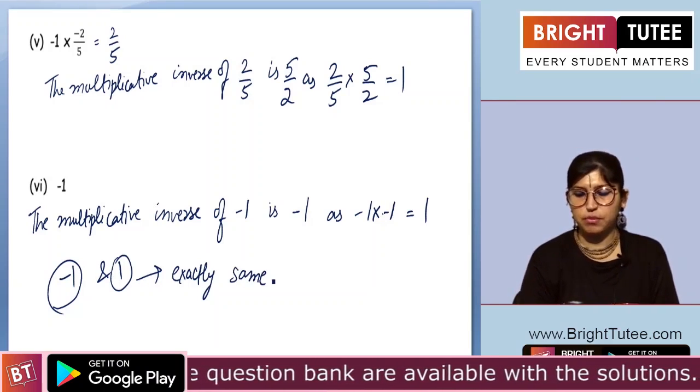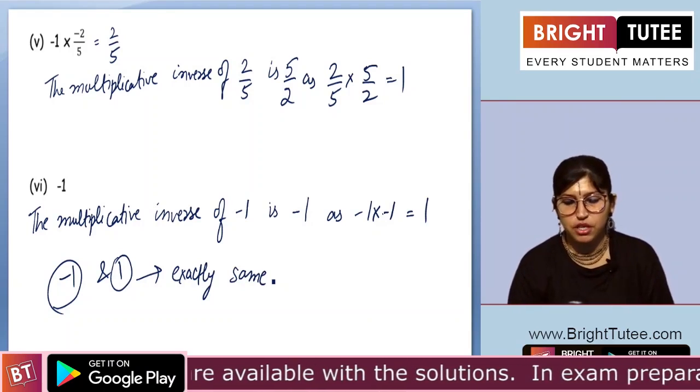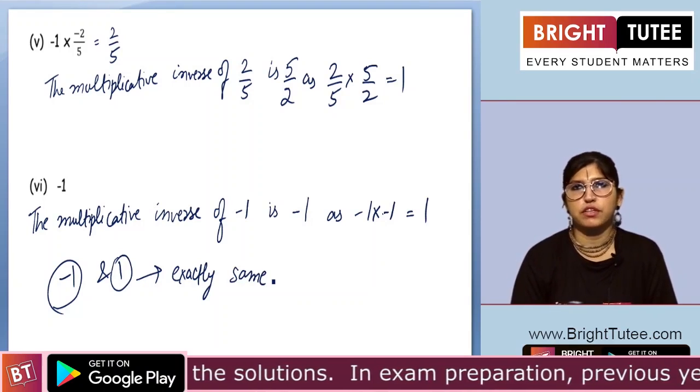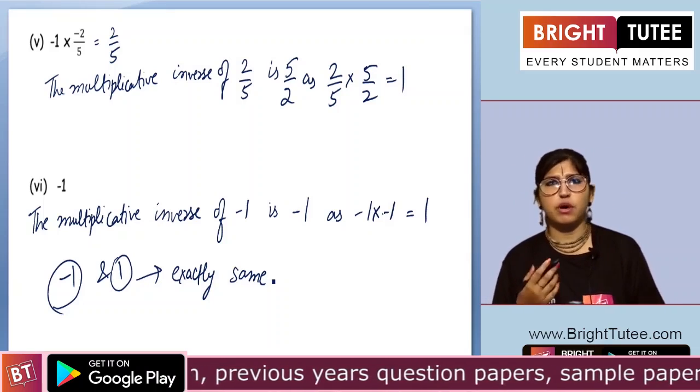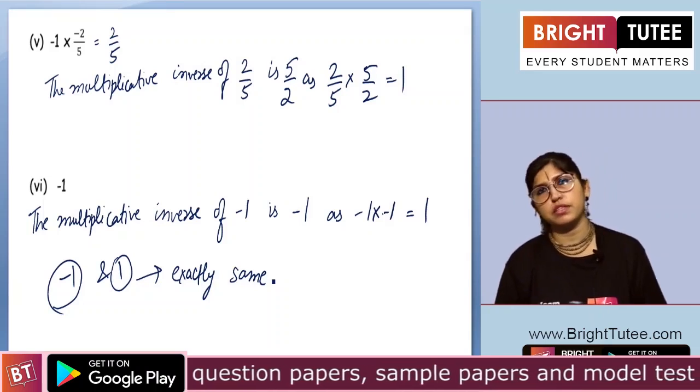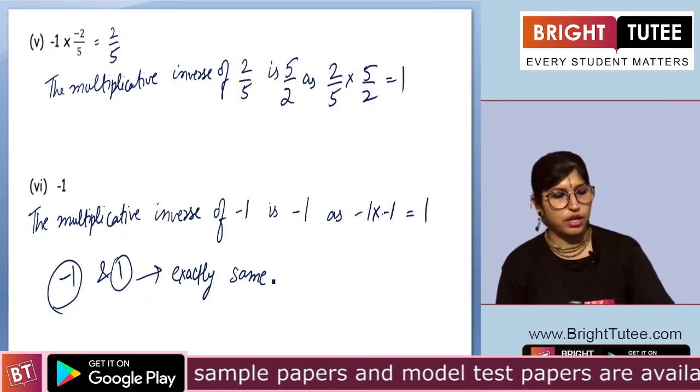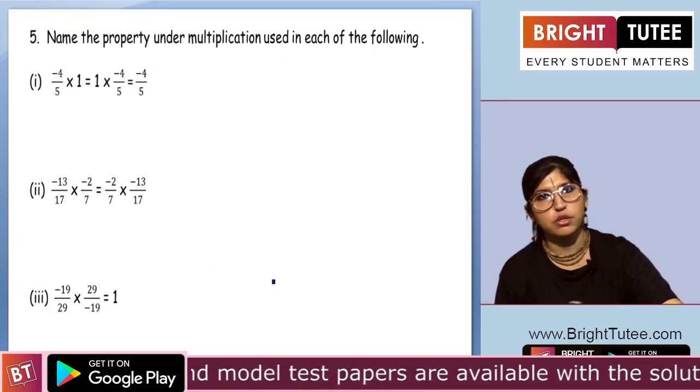So maybe a fill in the blanks question could be: tell me two numbers whose multiplicative inverse is the number itself. So there could be some other questions as well. Once we come to that question, maybe we'll discuss it too. Now let's move on to another question.